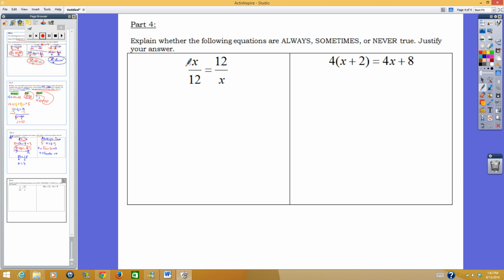Alright, so you have to think, can you put a number in for this x that will make both sides true? And you should be able to determine that if you put in a 12, let's say if you say x equals 12 for this problem, you could determine that 12 over 12 does equal 12 over 12, right? So that's one way it works.